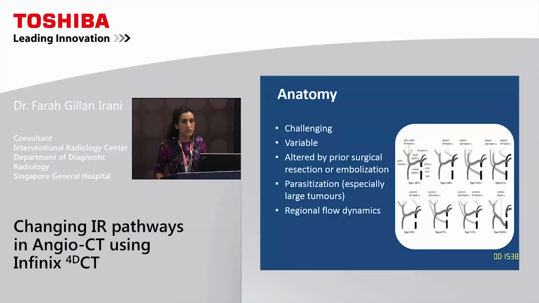According to Michael's classification, you have 9 different systems, but if you actually go deeper into hepatic arterial anatomy, there may be 20 different types of normal variants, and it's very difficult to remember this. There are a lot of variables. Furthermore, hepatic arterial flow changes once the patient has had surgery, has had resection, or has had a previous embolization procedure. Furthermore, if you have large tumors, there is parasitization from extrahepatic supply, which we need to find out, and we need to know what the regional flow dynamics are.